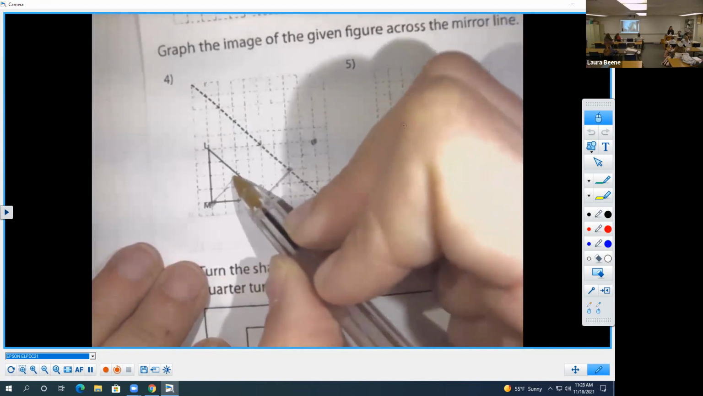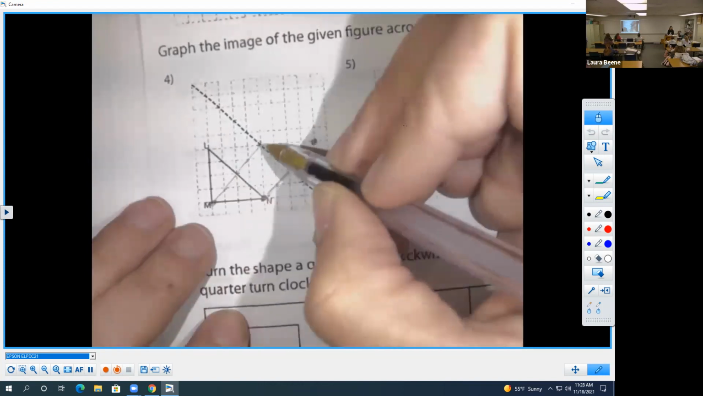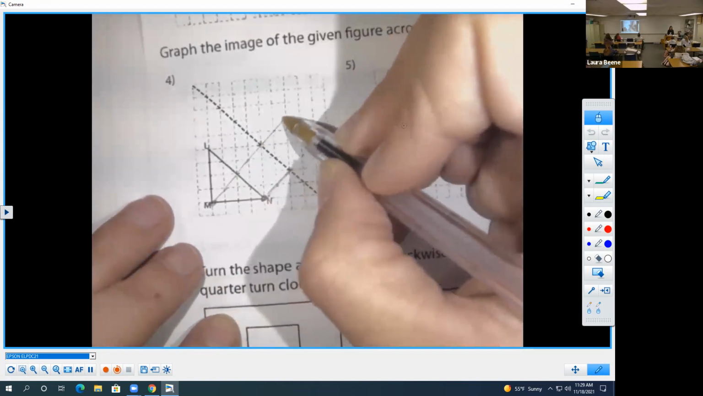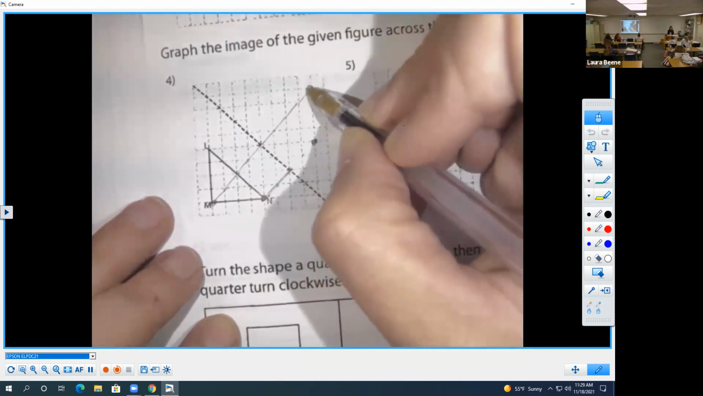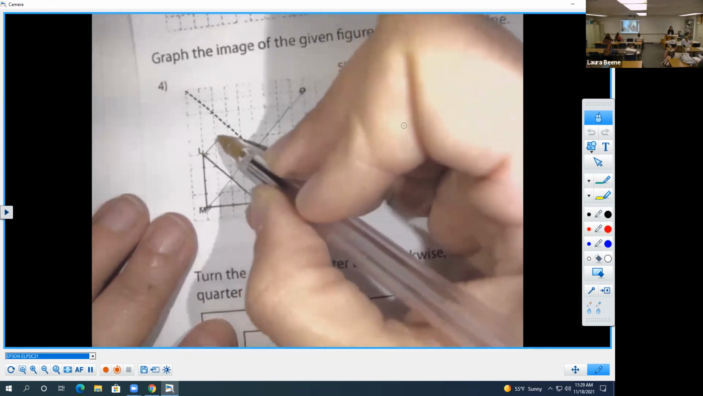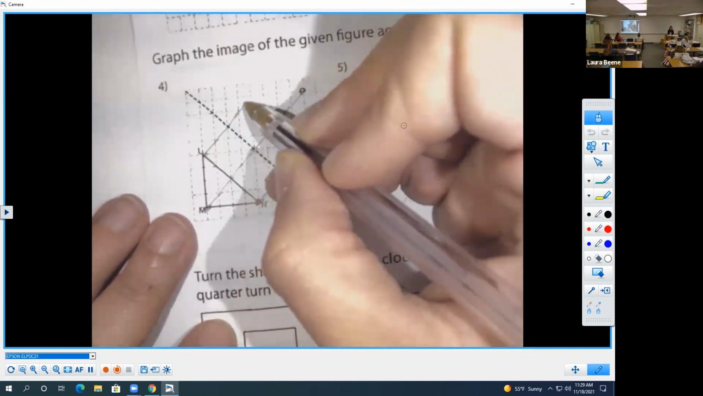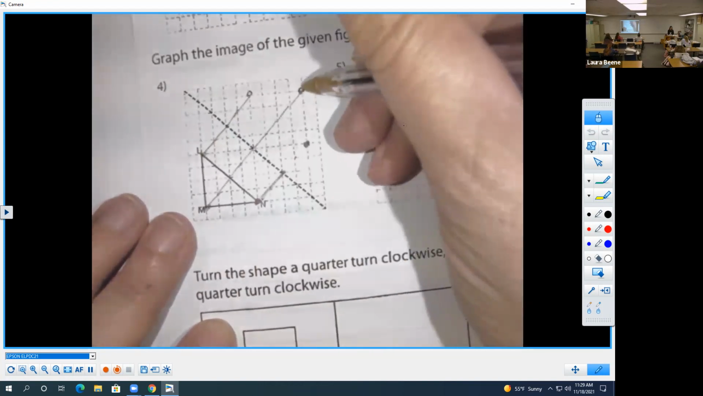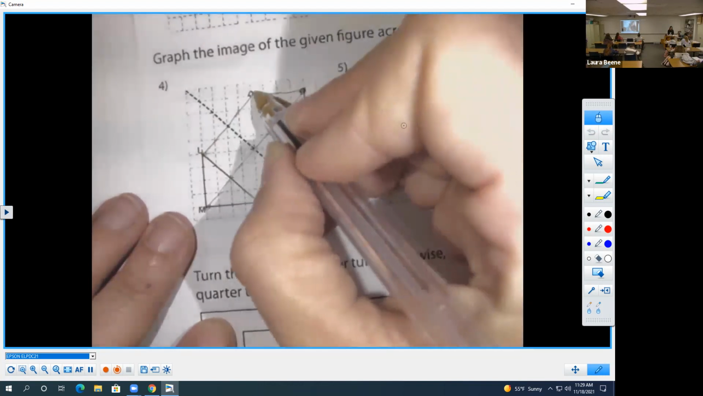Same thing here for this end. It is 1, 2, 3, 4 diagonal boxes away, so it needs to be 1, 2, 3, 4 on this side. And then for the L, it's 1, 2 diagonal boxes away, so 1, 2 would be right here. And this is your new triangle.